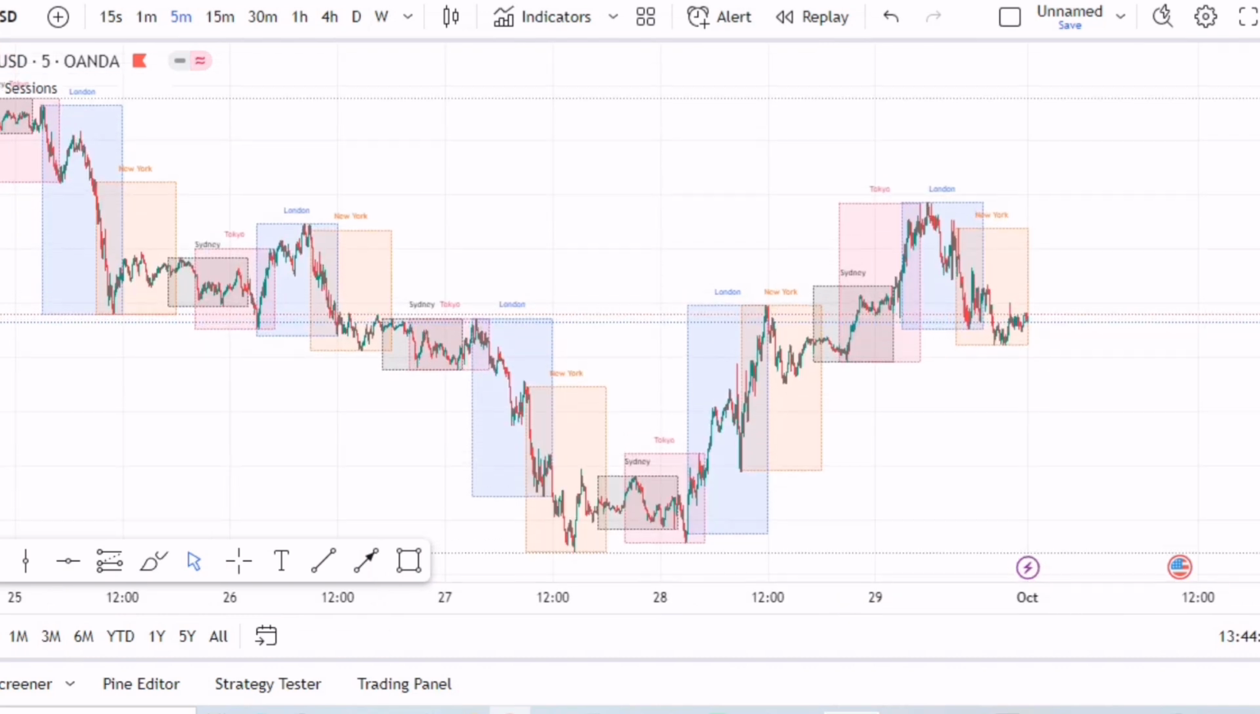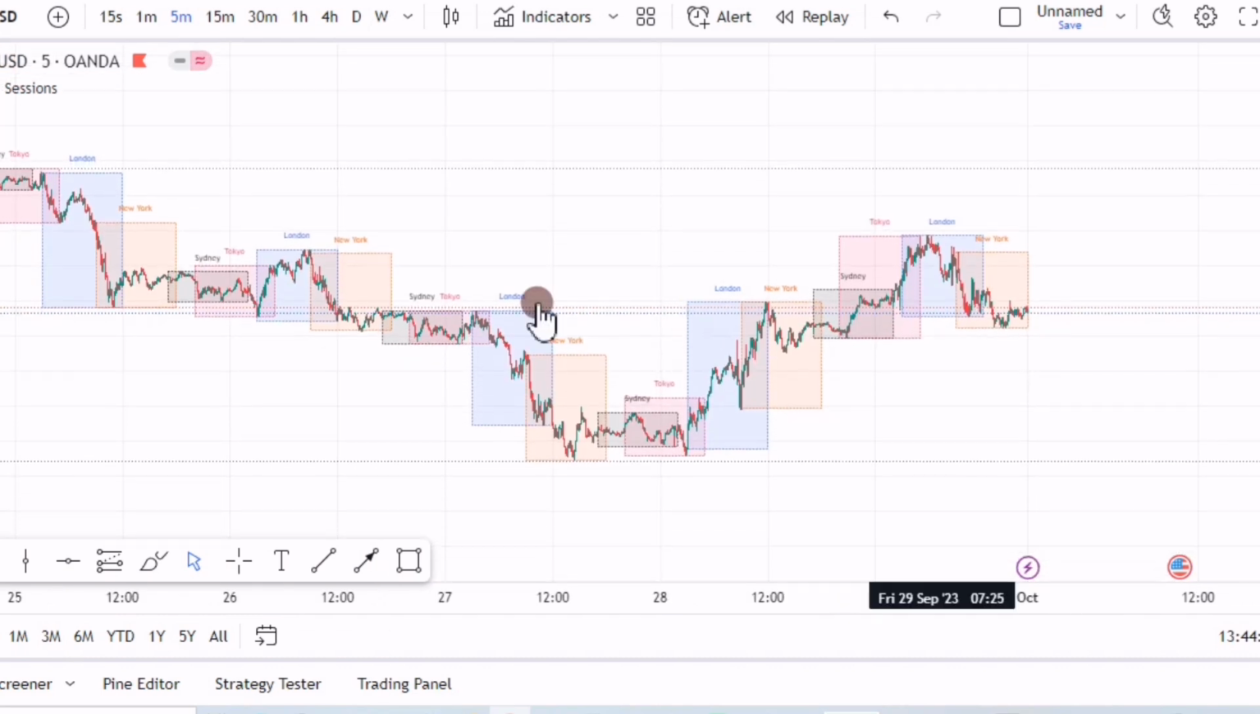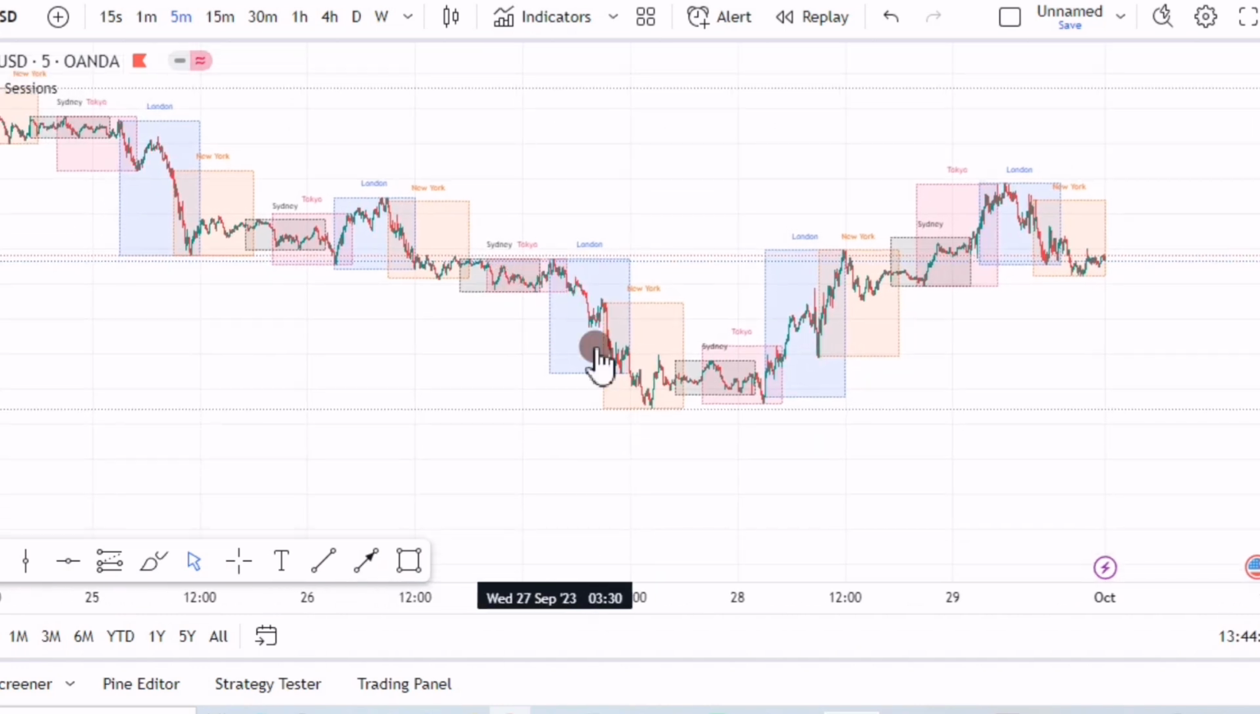What you look for is a place or a box where the market moves in a straight line. If you take a close look, you will discover that on the blue box, price will make a straight move, which is the London session on Euro USD.